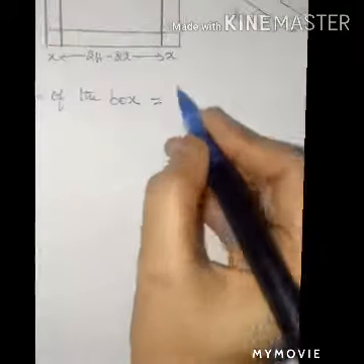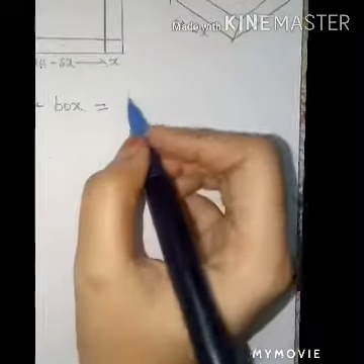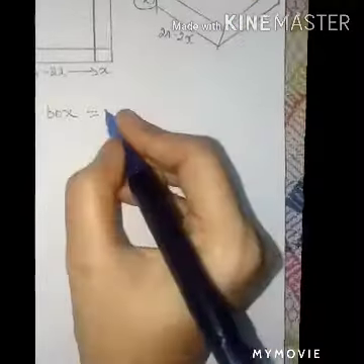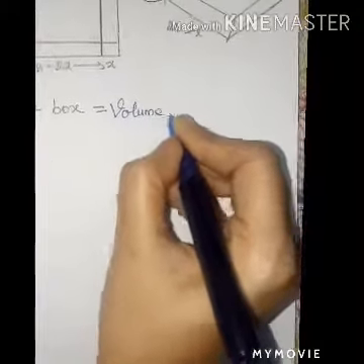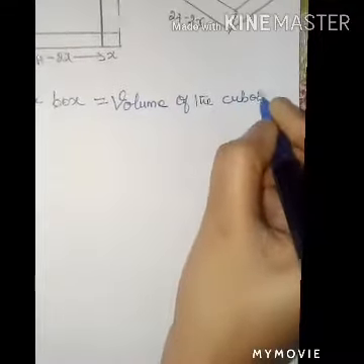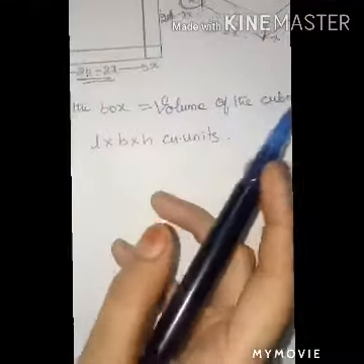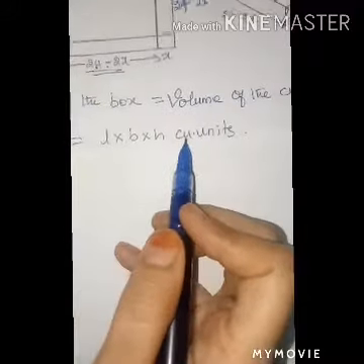Volume of the box: after cutting the corners, the box looks like a cuboid. So the volume of the box is equal to the volume of the cuboid. Here, volume of a cuboid is length into breadth into height, L into B into H.